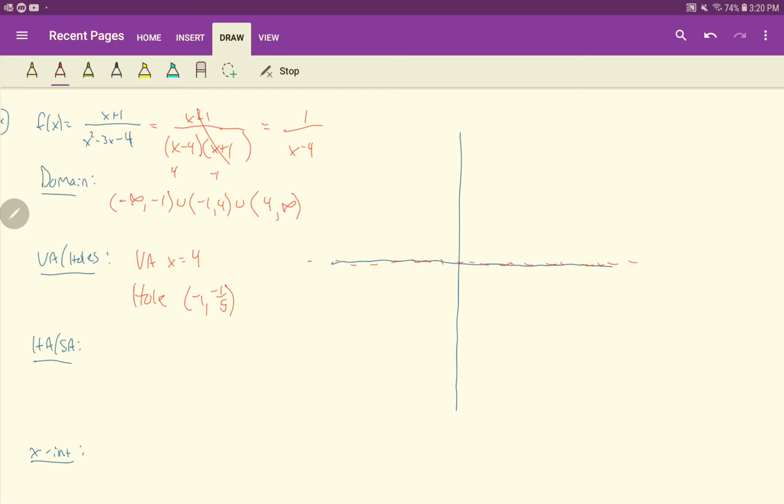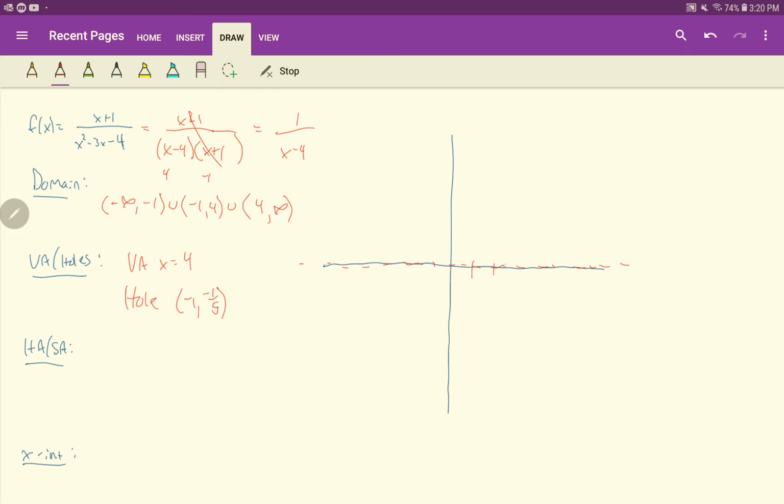I should also go ahead and draw in my vertical asymptote at 4. So 1, 2, 3, 4, we'll say, is right there, like that. Okay, and we have a hole at negative 1, negative 1/5. So let's see, I'll go ahead and put that. So negative 1 would be right there. It'd be negative 1, negative 1/5. I don't know, it'd be like right there. So we did the horizontal asymptote at y equals 0.